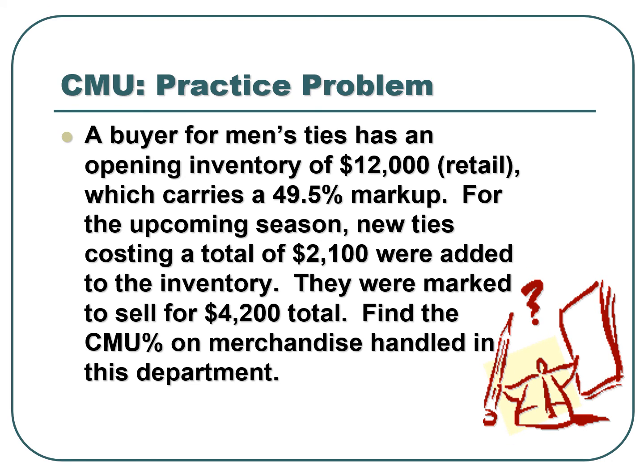And so now let's practice a similar kind of setup one more time. The buyer for men's ties has an opening inventory of $12,000 at retail value, which carries a 49.5% markup. And new ties costing a total of $2,100 were added to the inventory. So $2,100 is the new purchases, the cost of the purchases, right? And they were marked to sell for $4,200 total.